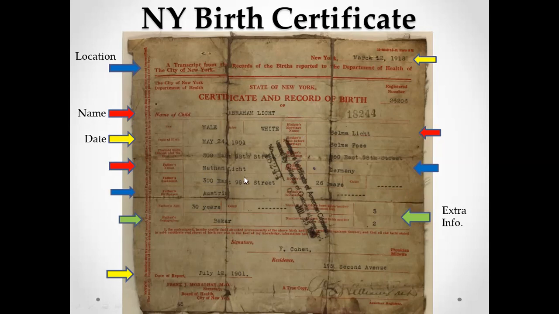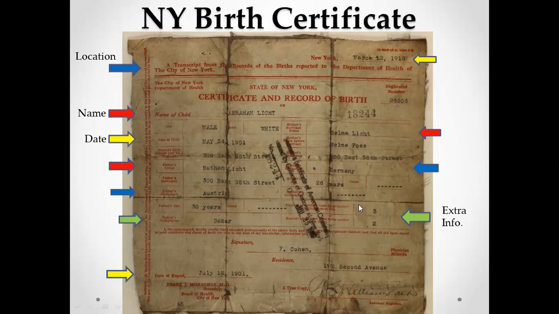So there's the father, there's his address, or residence, and he was from Austria, and he's 30 years old. And so the color, again, it's all stated. And notice right here, it has occupation, that he's a baker. You might remember me talking about a baker in my last class.